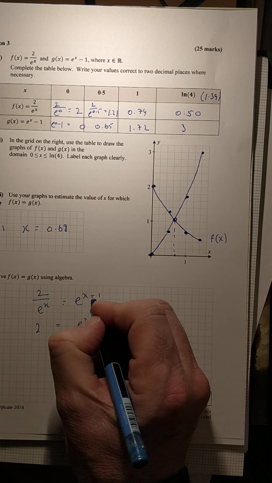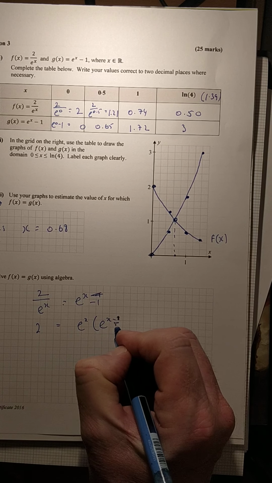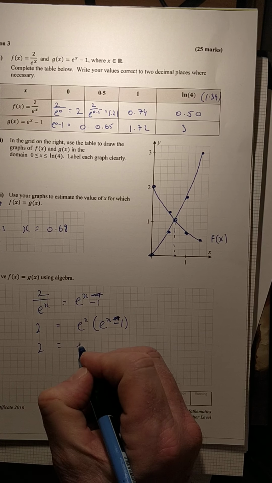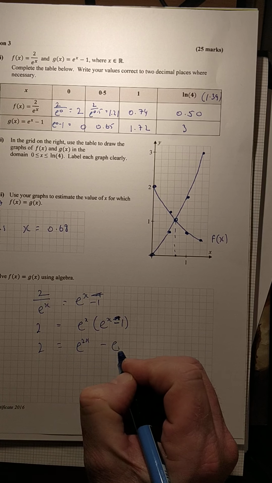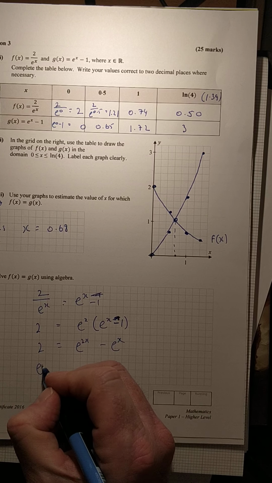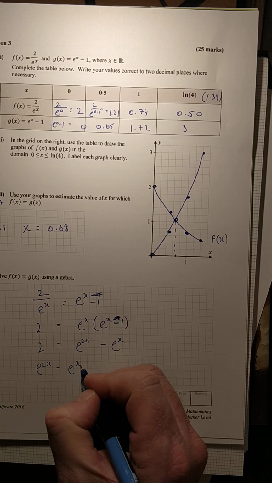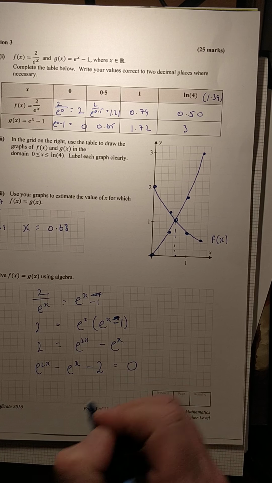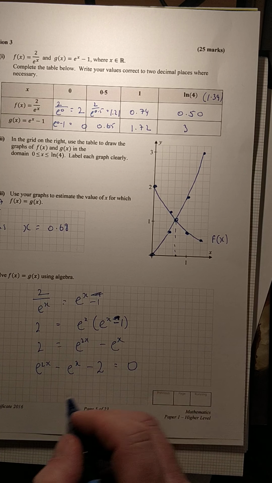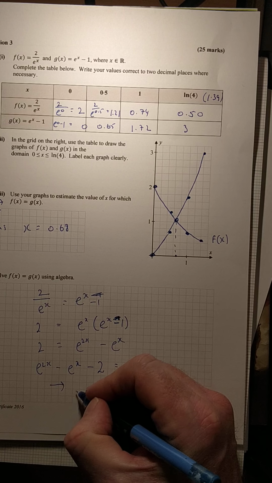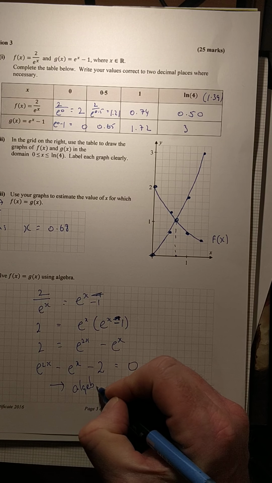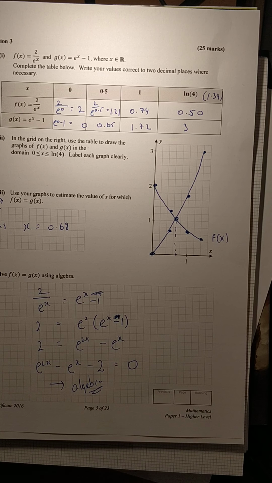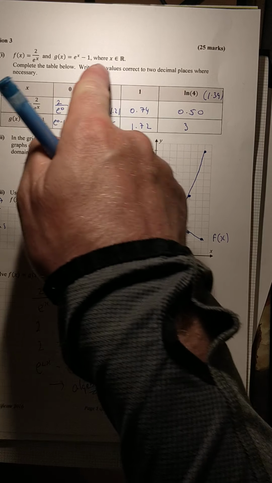E to the power of x minus 1. Getting the x terms on their own on this side, and this ends up being a quadratic. We'll do it, but that particular one we're doing in algebra. What I'm more interested in is the functions.